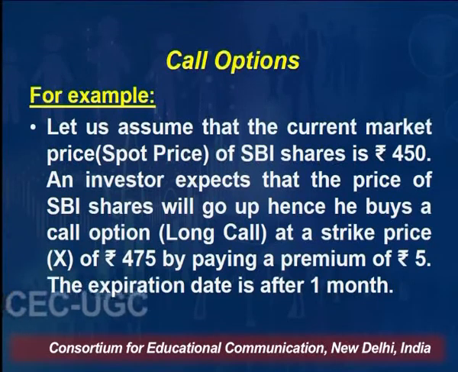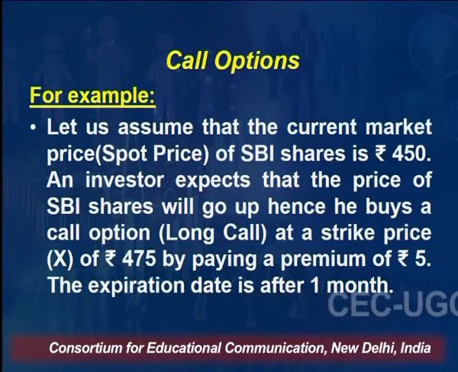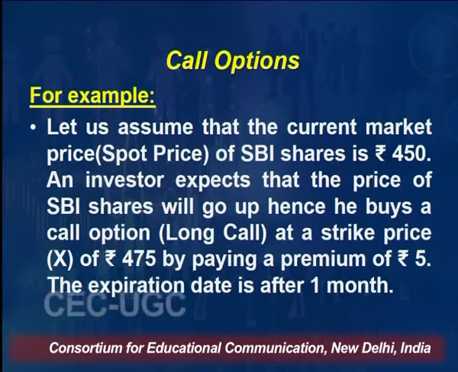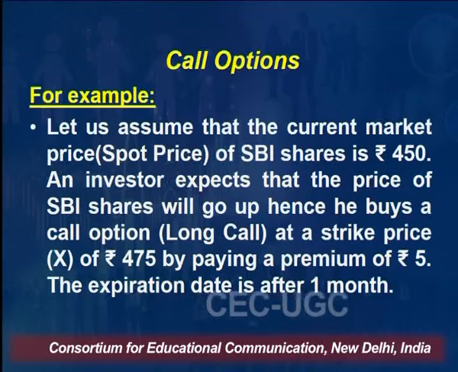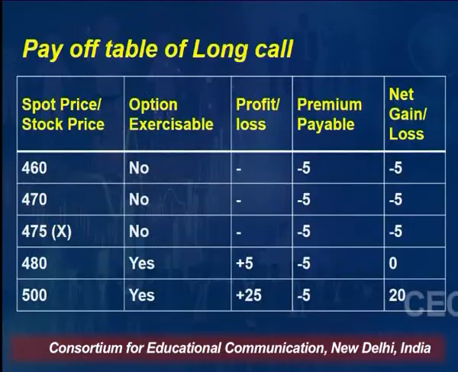So the current price in the market is 450 rupees. The contract price is 475 rupees. The premium which the option holder, that is the buyer, pays to the seller is rupees 5 and the expiry date is 1 month, right? So if this is the condition, what will happen? How is this call option exercised? Let me take different scenarios, when it is beneficial for the call option holder to exercise his right, or when it is not beneficial for exercising the right.